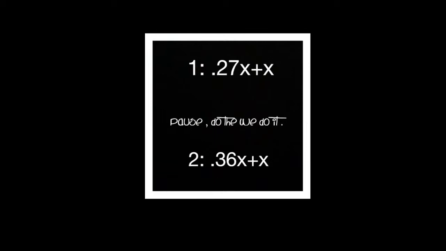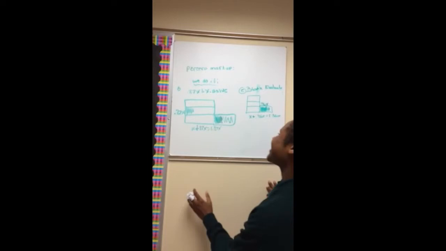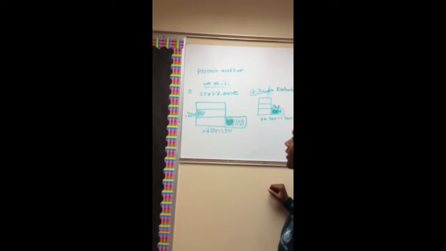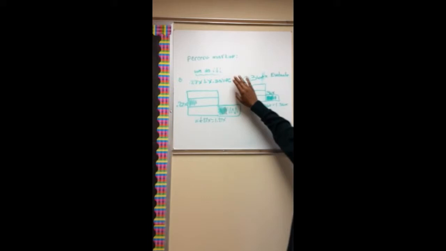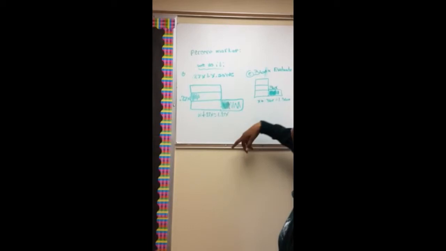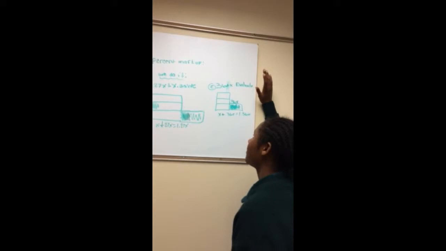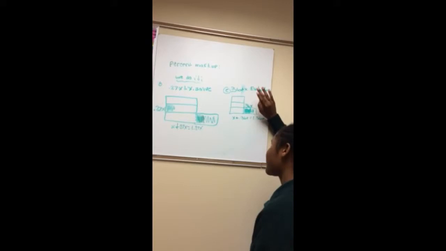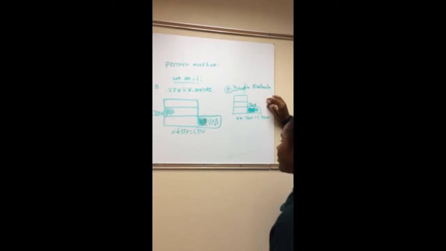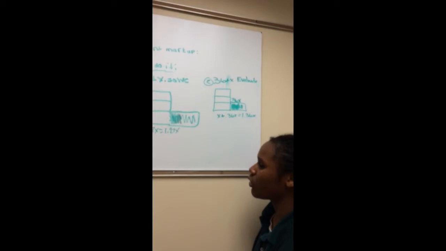Okay, percent markup, we do it. First one is 0.27x plus x. This bar represents the price. This is the retail price, which is 0.27x. And this is the total. So x plus 0.27x equals 1.27x. Number two is 0.36x plus x. This is the retail price, 0.36x, and this is the total, which is x plus 0.36x equals 1.36x.